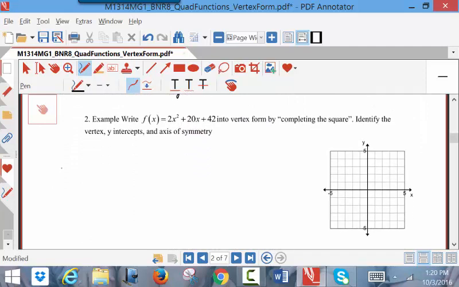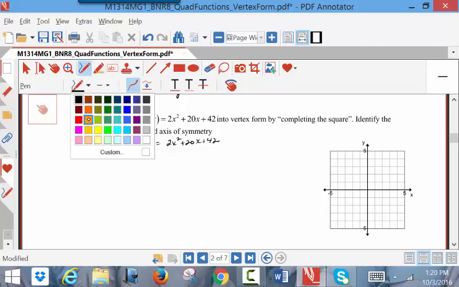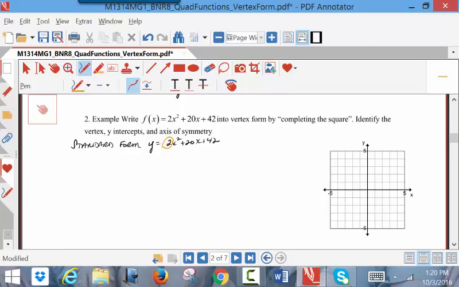Okay, complete the square. So this is in standard form. It's given to me in standard form. I know it opens up because it's starting off with a positive number. That's all I know from that standard form, is it opens up. Okay, and I need to put it in vertex form. Well, the first thing you don't like is this 2 in the front. You cannot complete the square unless it starts with a 1. Your leading coefficient has to be 1 to complete the square on something.